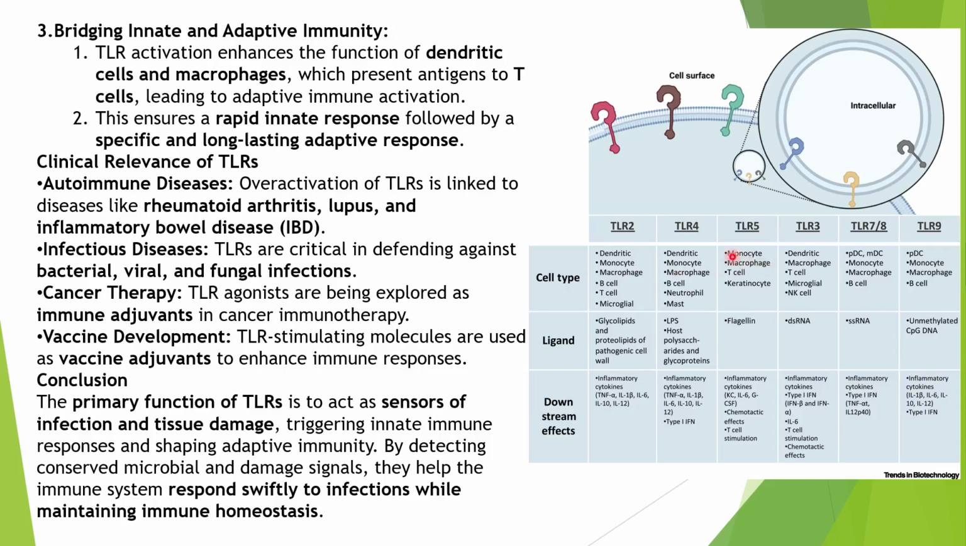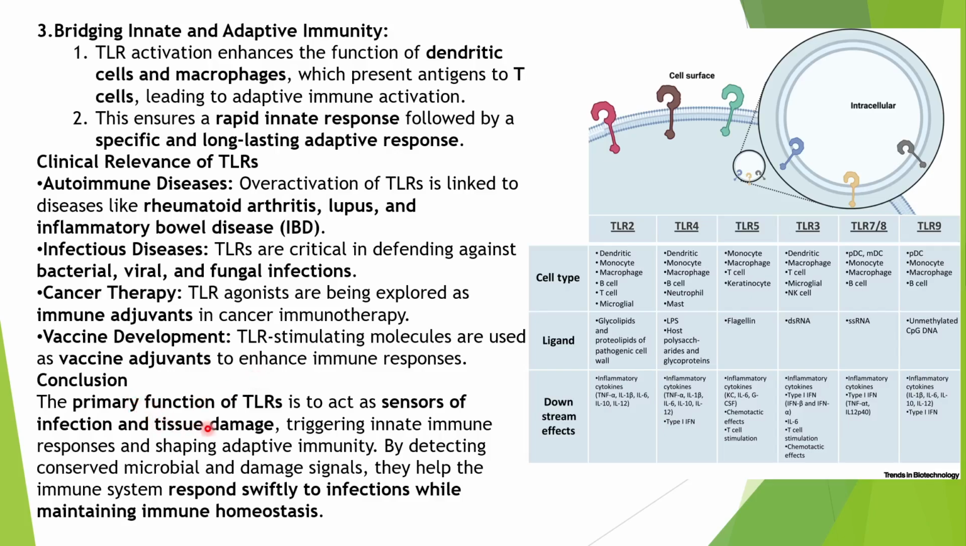TLRs generally have specific ligands. So they will give any such agonist. An agonist is something which is similar to a ligand which can activate that TLR. So this will help activate your immune system, and this is used in cancer immunotherapy. Then also in vaccine development, TLR stimulating molecules, again similar to your agonists. So TLR stimulating molecules are used as vaccine adjuvants to enhance the immune response.